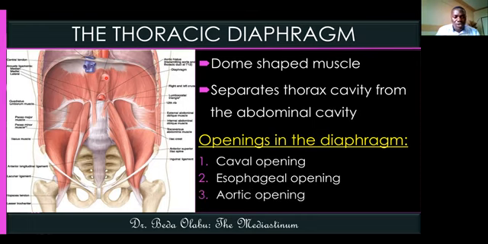The third opening is the aortic opening at the level of T12. So it's the lowest one. It is for the descending aorta. The aorta must go through the thoracic diaphragm to come from the thorax into the abdomen. The aortic opening traverses the aorta. It also traverses the thoracic duct. Right, so those are the openings within the thoracic diaphragm.